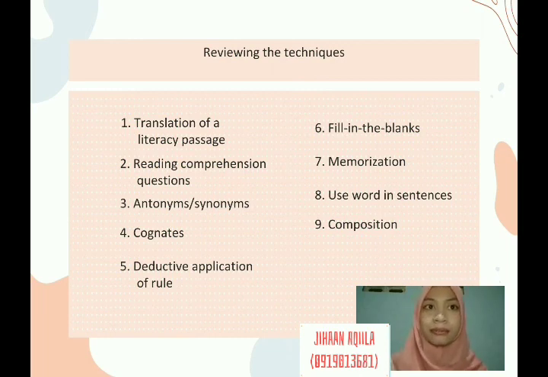The translation may be written or spoken or both. Students should not translate idioms and the like literally, but rather in a way that shows that they understand their meaning. And then number 2, reading comprehension questions. Students answer questions in the target language based on their understanding of the reading passage.